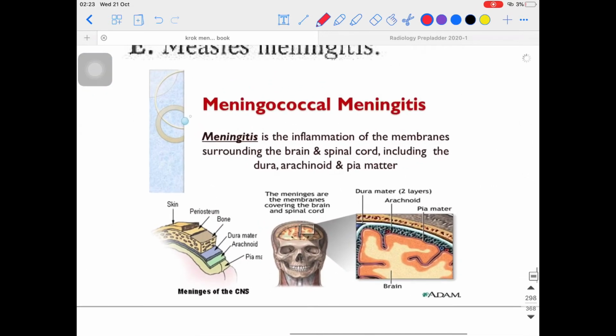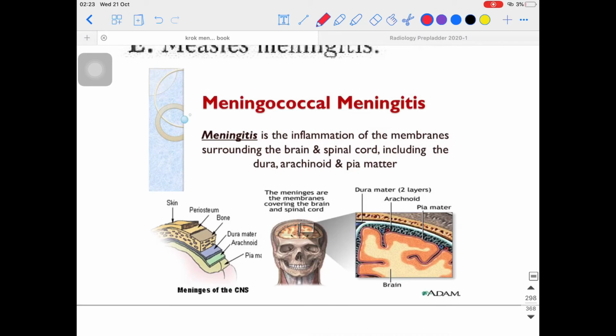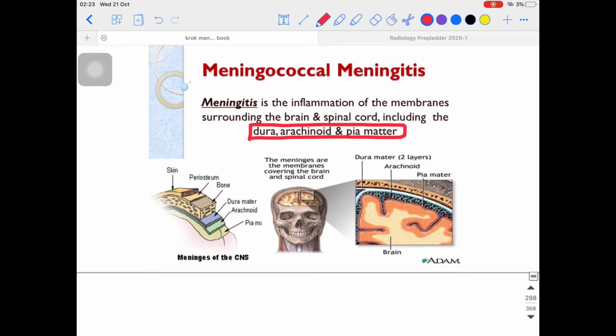So let me talk about the image over here. Meningococcal meningitis, so first, what is meningitis? Inflammation of all the meninges, right? What are the layers of the meninges? Dura mater is the most external one, then comes the arachnoid mater, and then comes the pia mater. So here are the images, dura mater, arachnoid mater, and the pia mater. As you approach from the skin of your scalp to the brain, first there is skin, then periosteum, then bone, then dura mater, then arachnoid mater, and at last the pia mater, isn't it?